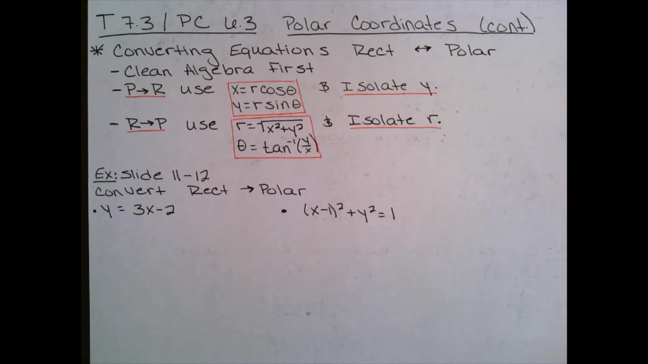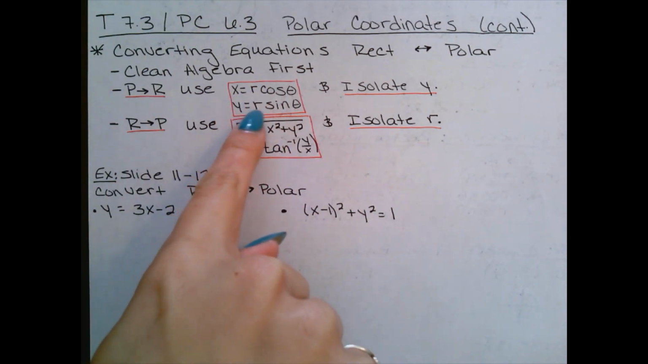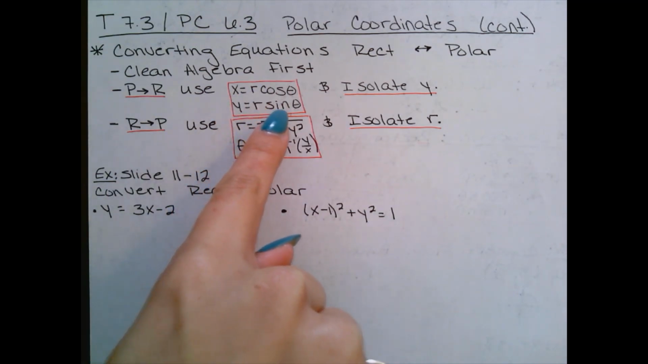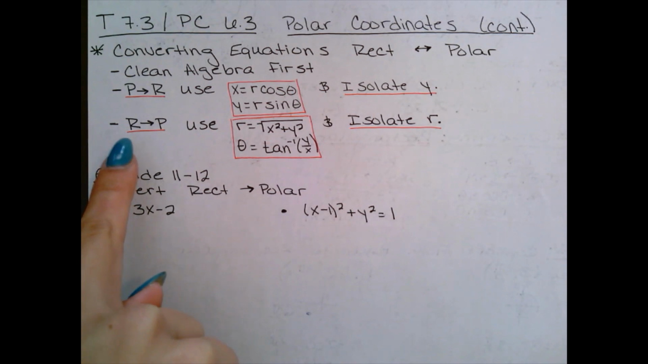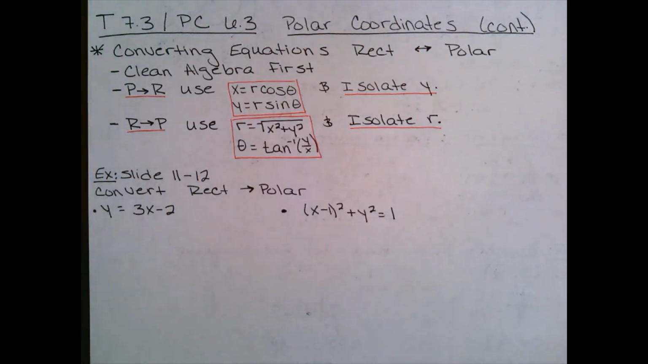It'll just take longer. So if we're going from polar to rectangular, we're going to use these two formulas we learned about last class, and then we're going to isolate y. If we're going from rectangular to polar, we're going to use these two that we learned last class and then isolate r. So let's take a look at these.